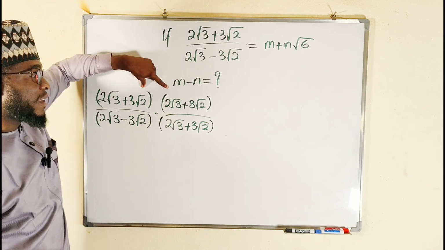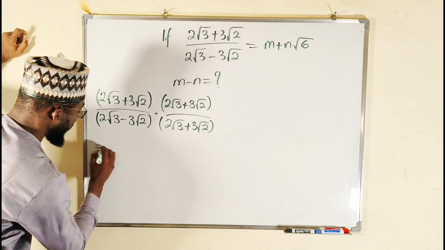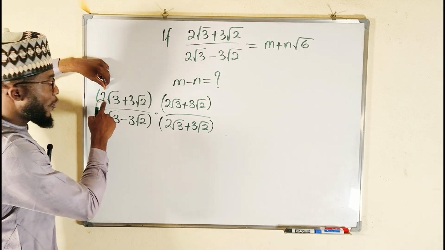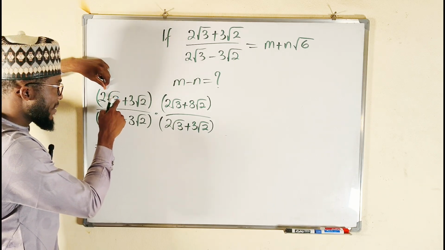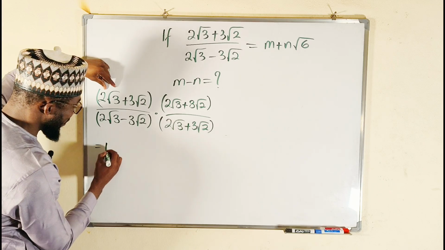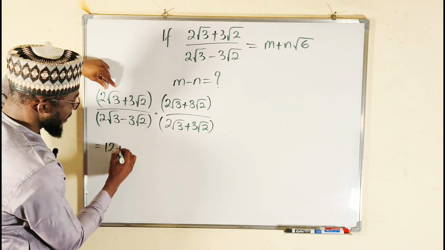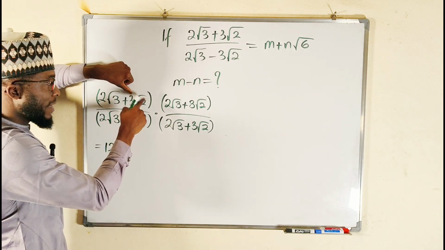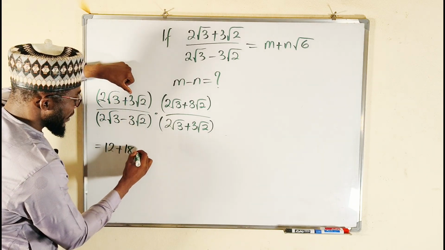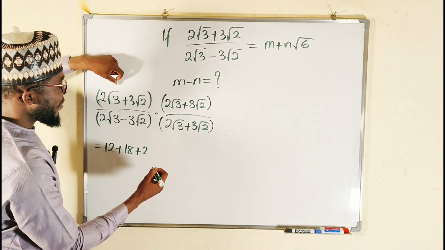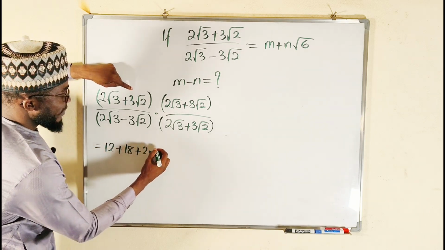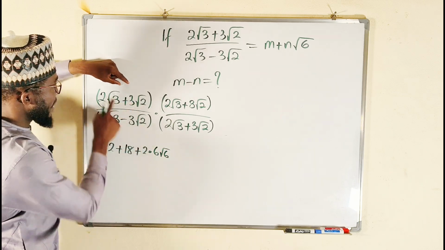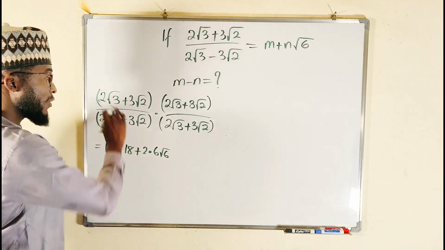So if you observe, these are exactly the same thing. So it will be what? First term squared. If you take this, you square that. That will be 2 squared is 4, and √3 squared is 3. 4 times 3 is 12. So the whole of this is 12. Then plus the second term squared as well. This squared we have 9. 9 times 2 is 18. Then plus 2 multiplied by the first term multiplied by the second term. 2 times 3 is 6√6, because 3 times 2 is 6 and 2 times 3 is 6. That's what we have at the top.